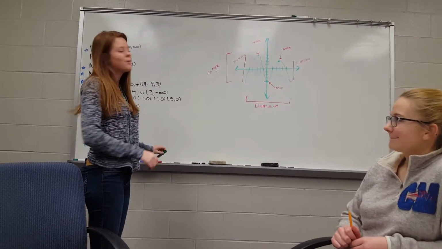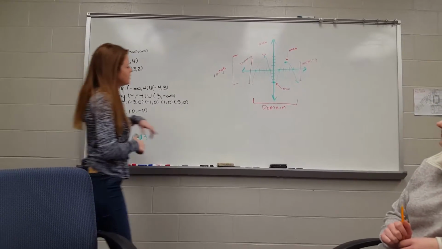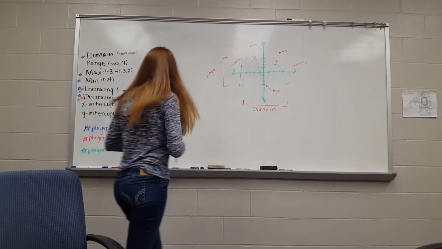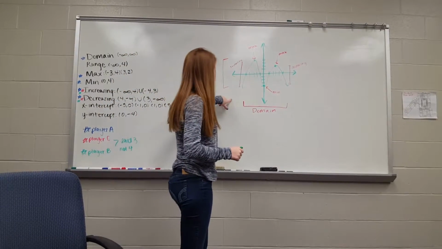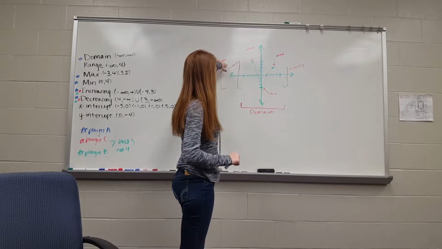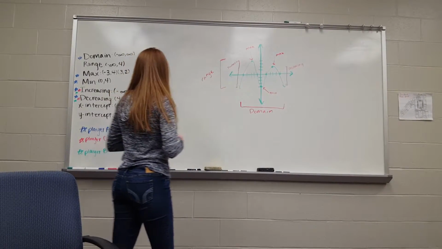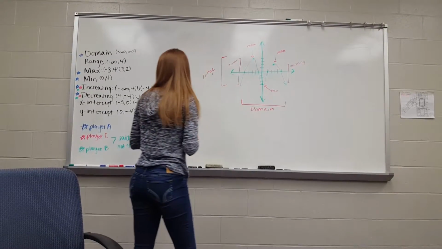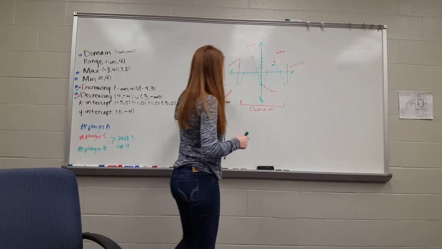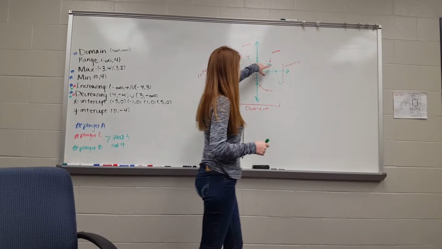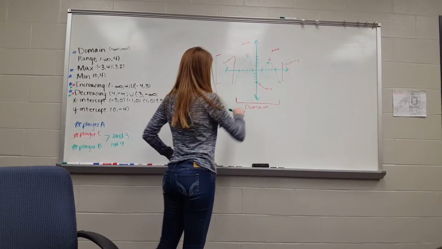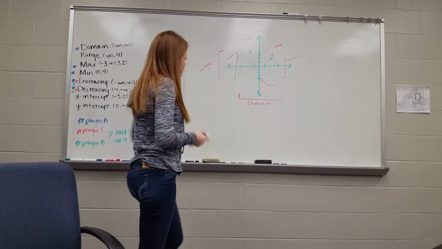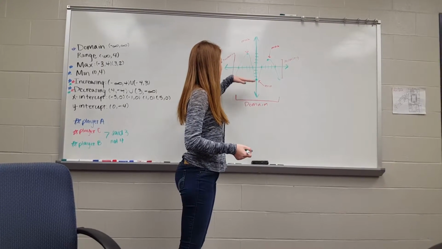Okay, so for the domain, it is the negative infinity to infinity because it keeps going on. And then range is negative infinity to 4 because that's how high it goes. And then max is the highest points, which are these, and then min is the lowest point. And then increasing goes from here to here, here to here. And then decreasing, negative 4 to 4. Those are the points. And then x-intercepts are the points on the x-intercept line.